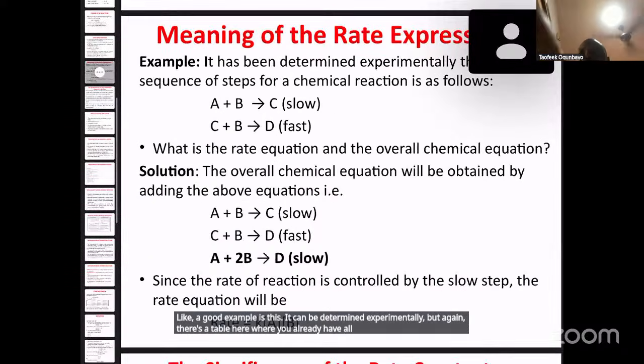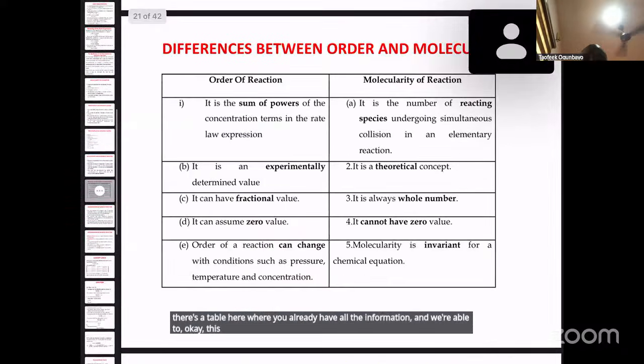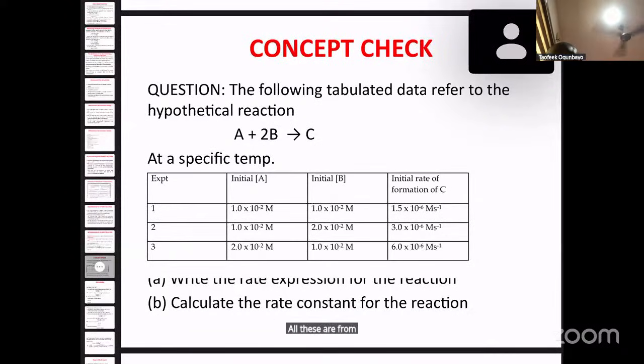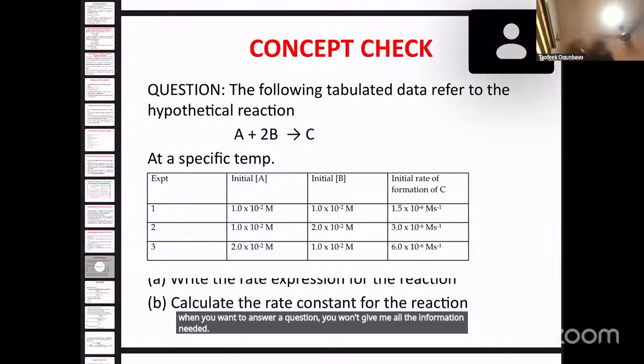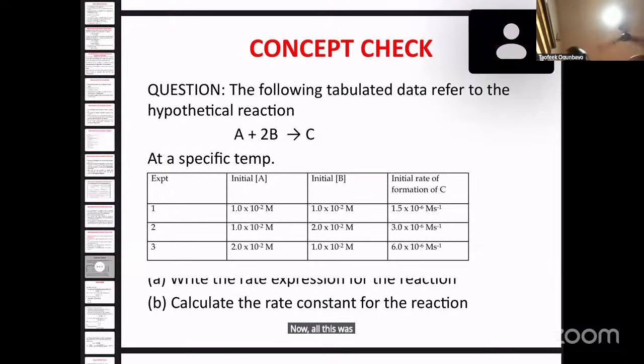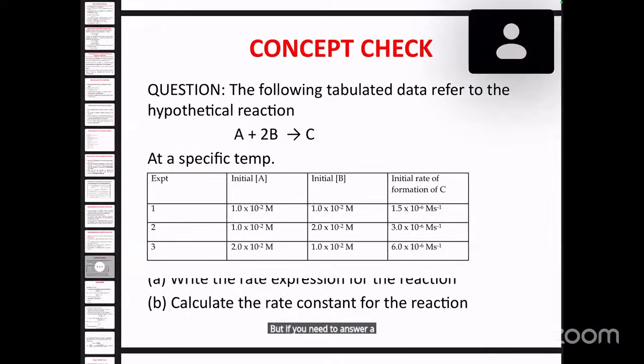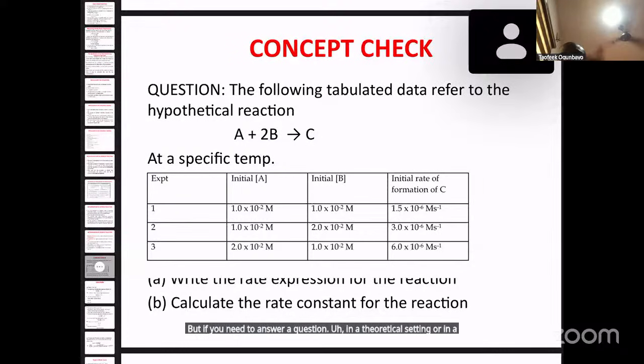Now this is a table, and all these are from an experiment. That's what we mean. It doesn't mean that when you want to answer a question, you won't be given all the information needed. All this is what you would be doing in an experiment, but if you need to answer a question in a theoretical setting or in a theory class, of course you'll be given all the information.